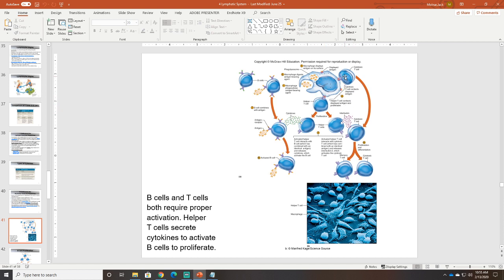The cytotoxic T cell touches it, can recognize the antigen, and then it goes out and it attacks cells that are sending off signals that something's just not right. All right, so down here we've got the helper T cell, which has been activated because it now recognizes an antigen. And it's going to go off and it'll activate other cytotoxic T cells, or it'll activate B cells.